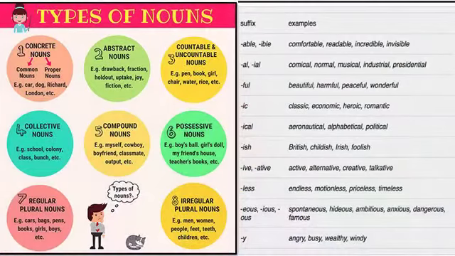Next is abstract noun. Abstract nouns are the feelings that cannot be seen, you just have to feel them. You have collective noun, compound noun, possessive noun, regular and irregular plural nouns. Irregular plurals are where you don't add s, but you have foot, feet, tooth, teeth, man, men, woman, women, child, children. So all these are where you are using the words properly. That is what you should keep track of in the nouns that you are writing.